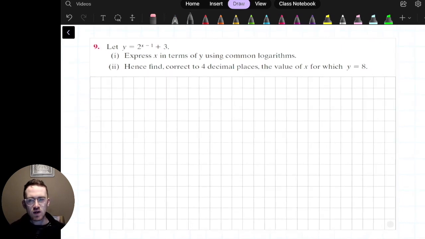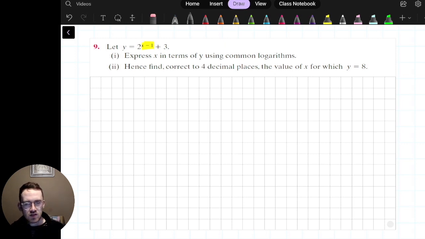So here we have y is equal to 2 to the power of x minus 1 plus 3, and we're asked to express x in terms of y. We can see that x is a power up here. And in terms of our logs, generally if we want to work with powers, we need to introduce logs somehow. And the best thing that we can do is get to a situation where we have log of something to the power of something, because then we end up being able to multiply that term at the front.